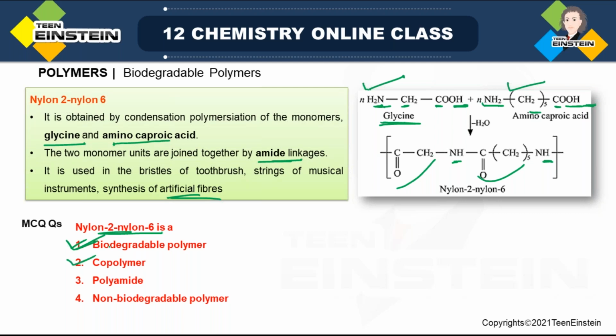Come to the third one. Is it a polyamide? Yes, it is a polyamide because an amide linkage is obtained. This is also correct. And obviously the last one is not correct, because we have already selected biodegradable. So how can it be non-biodegradable?